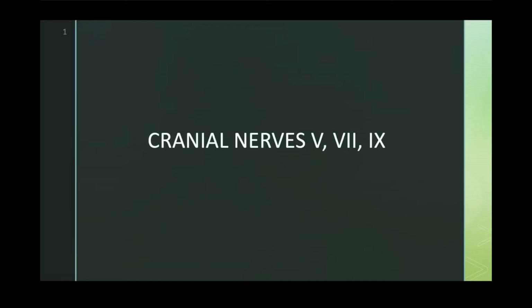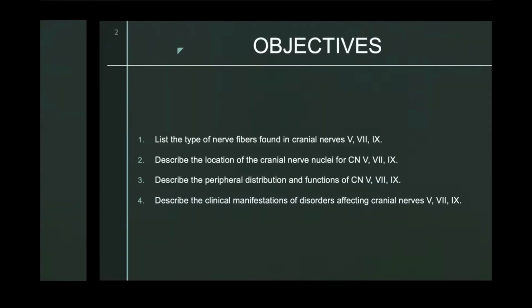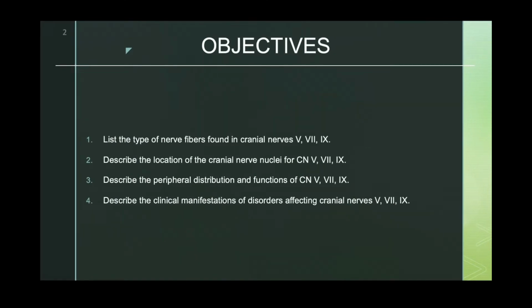In this presentation, we're going to go over the cranial nerves 5, 7, and 9. And it's very important that we go over the objectives. So for this presentation, we're going to list the type of nerve fibers found in these cranial nerves. We're going to describe their location. We're going to describe the peripheral distribution and functions, and we're going to describe the clinical manifestations of the disorders affecting these cranial nerves.